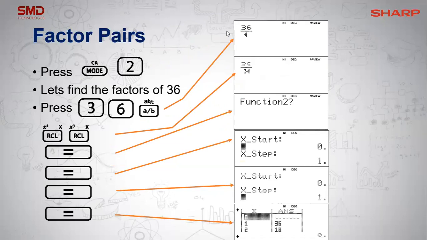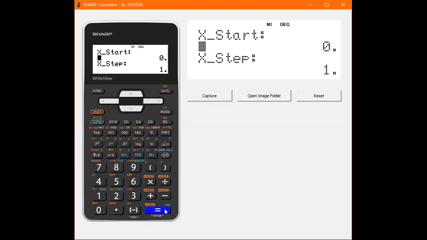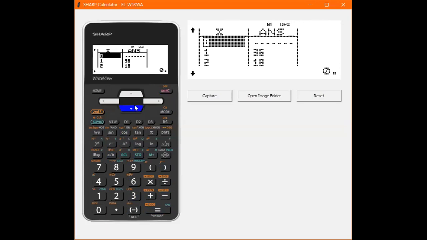Now, what we can also do is find the factor pairs using our table mode. So let's say, for example, we want factor pairs of 36, because that's my favorite example. What we're going to do is we're just going to press the fraction button. And again, we're going to put it over an x. Okay, so it's just 36 divided by x, which is any number that we substitute in. Again, ignore function 2, step and start at 0 and 1. And here are all the factor pairs.